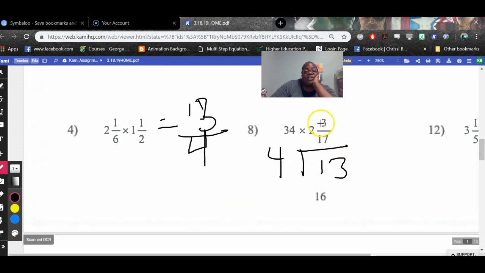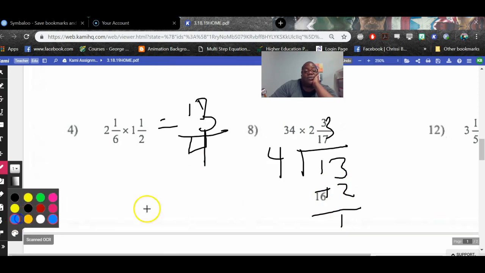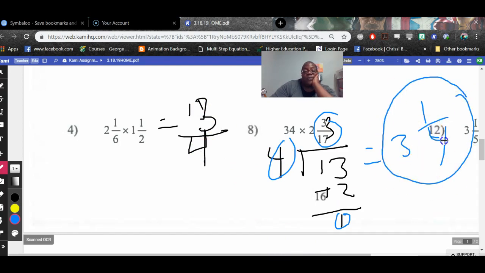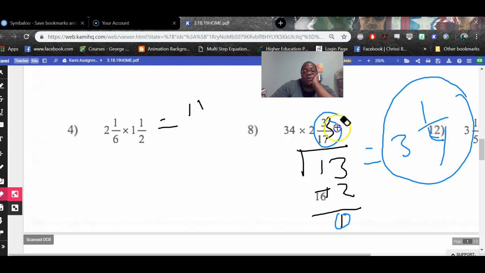4 goes into 13 3 times, because 3 times 4 is 12. You subtract, you have 1 left over, right? These are the 3 players that you need in order to create your mixed number. The 3 on top of the house becomes your whole number. The remainder becomes your new numerator. Outside of the house is still your denominator. So that 13 over 4 is really going to convert into 3 1/4 as your final answer. And that will be our final answer for number 4.